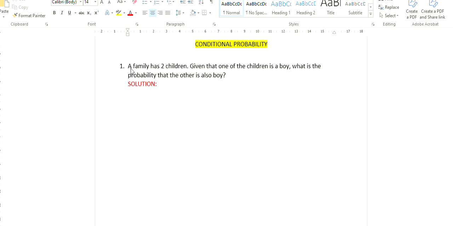So the problem is: the family has two children. One of the children is a boy. What is the probability that the other is also a boy? So two children are there. One is confirmed. That means B is confirmed. The other is not confirmed. So for that, what is the formula that you have to use?